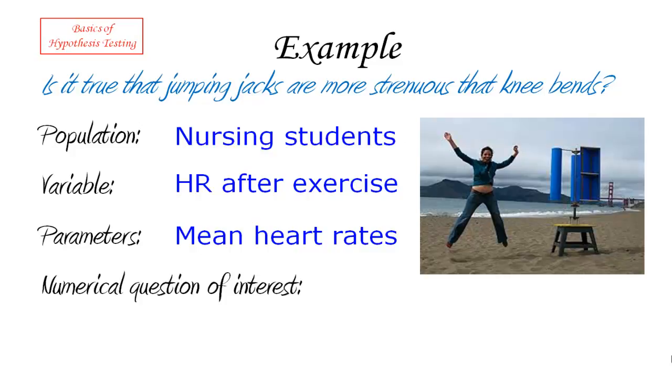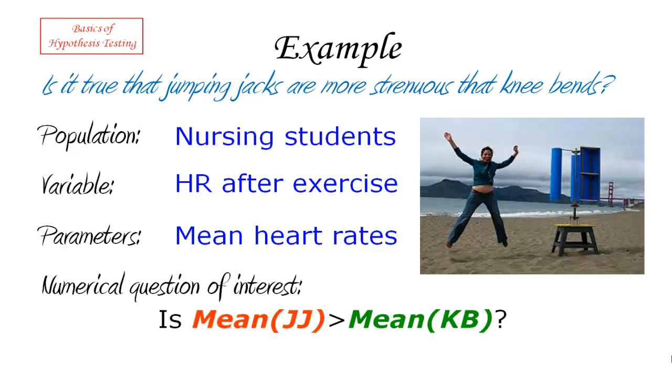What is the numerical question that interests us? What about the mean? I just mentioned it, but to write it very explicitly so we can all see it, the question is: is it true that the mean heart rate for people who do jumping jacks is actually greater than the mean heart rate for people who do knee bends? Okay, so those are the four things that we will need to identify every time we're trying to analyze a hypothesis test.